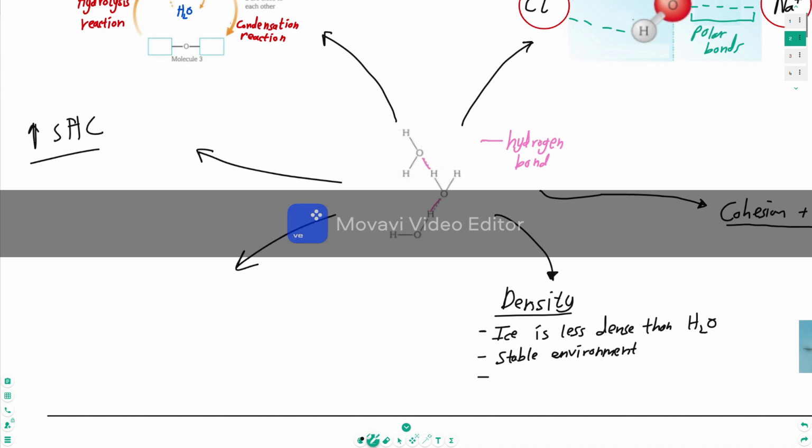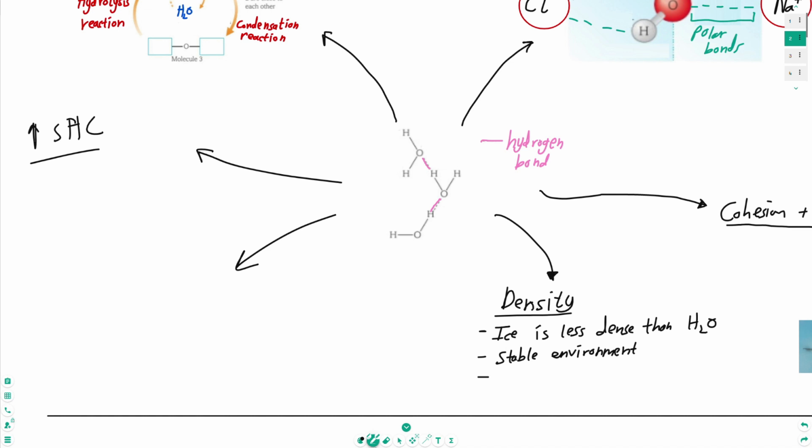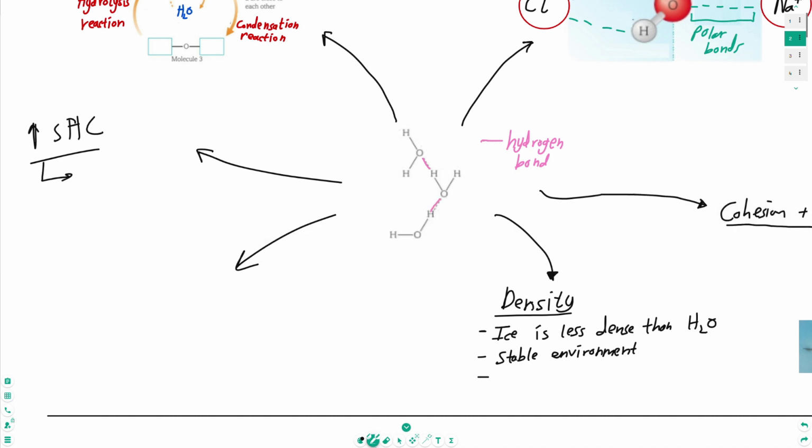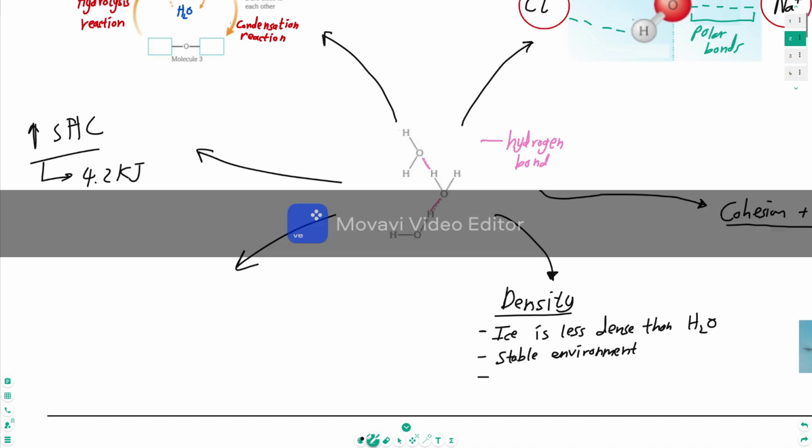And here I'm not going to go into these in much detail. Basically it allows aquatic organisms again to have a stable environment in which to live. If you want to know what it is, it's basically the amount of heat energy required to raise the temperature of 1 kilogram of water by 1 degree Celsius. And the specific heat capacity of water is 4.2 kilojoules of energy required per kilogram per degree C.